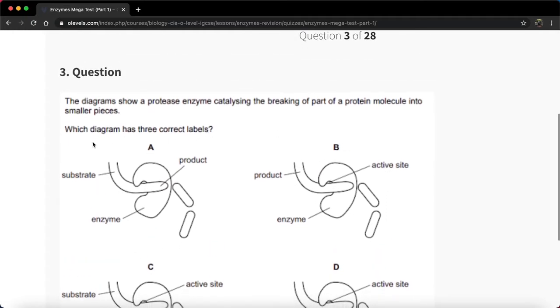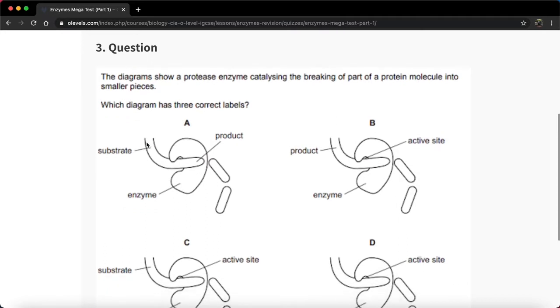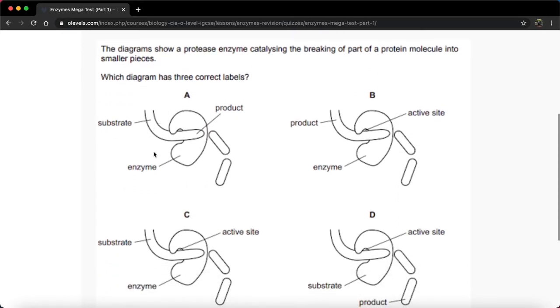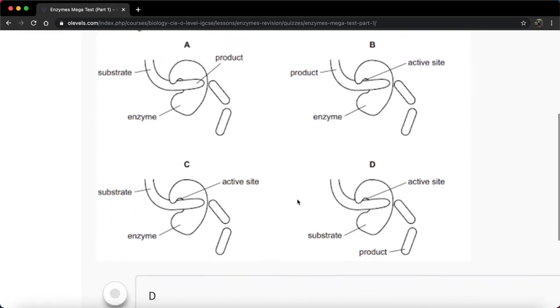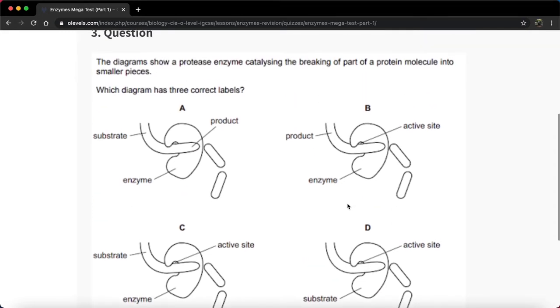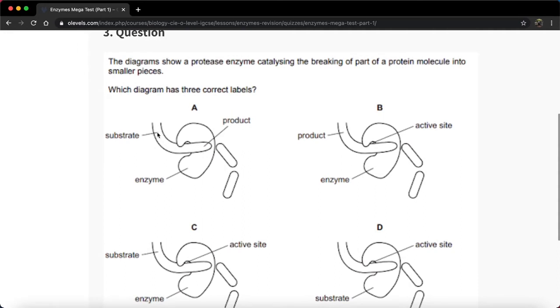Next, the diagram shows a protease enzyme catalyzing the breaking of the protein molecule into smaller pieces. Which diagram has 3 correct labels? In the first, A, we have the product labeled. So this is substrate and it's a product as well. But enzyme is this one. And here it's saying these are the active sites of enzymes, and this is the product, this is the enzyme. In C, it's saying this is the substrate, this is active sites, and this is enzyme. And here in D, it's showing the active site, substrate, and product. So here the product is not this because it's broken down.